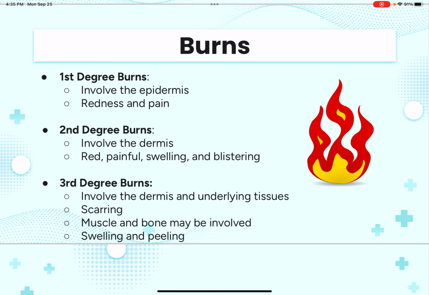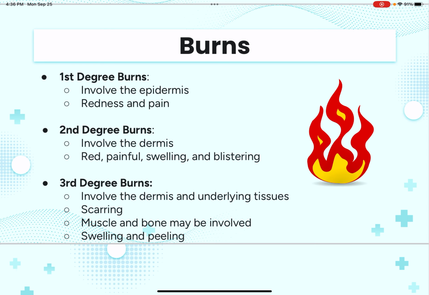A first-degree burn involves the epidermis. It will result in redness and pain. A second-degree burn involves the dermis. It will be red and painful with swelling and blistering. A third-degree burn involves the dermis and underlying tissues. There will be scarring. Muscle and bone may be involved. There will be swelling and peeling.